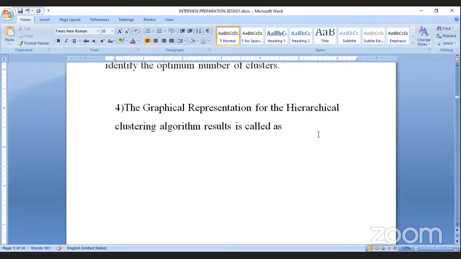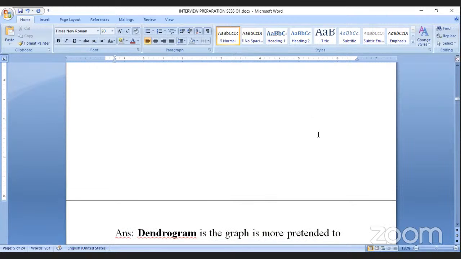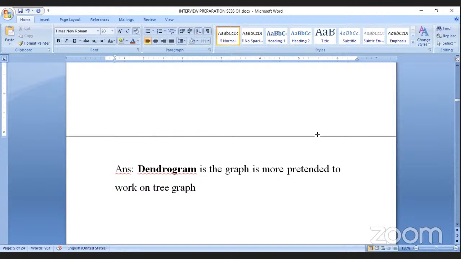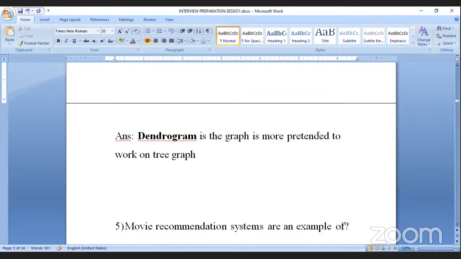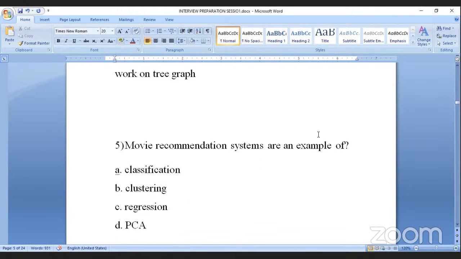Dendrogram, dendrogram. Very good, friends. So my answer is dendrogram. Okay. So we move to the next question.